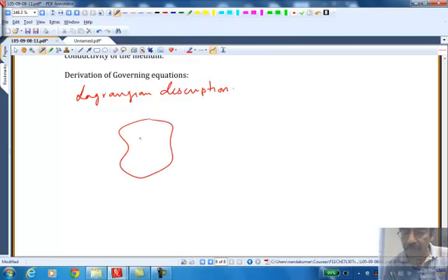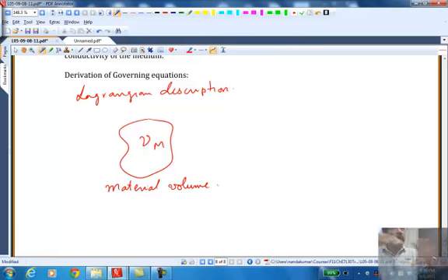So you have an arbitrary material volume. If we call it a material volume, that means we tag all the material. Nothing can come in, nothing can go out of this material volume. So this is called a material volume. By definition, nothing can come in, nothing can go out. It can change its shape. So think of it as a balloon filled with water, and you're throwing the balloon and you're tracking the trajectory of the balloon. It's the same water that is inside. That would be a Lagrangian description.